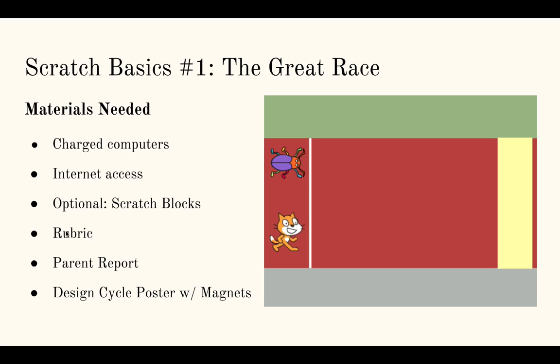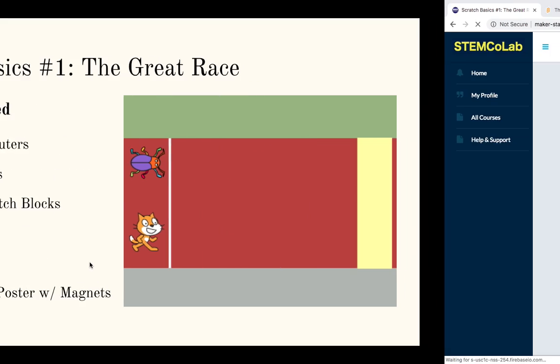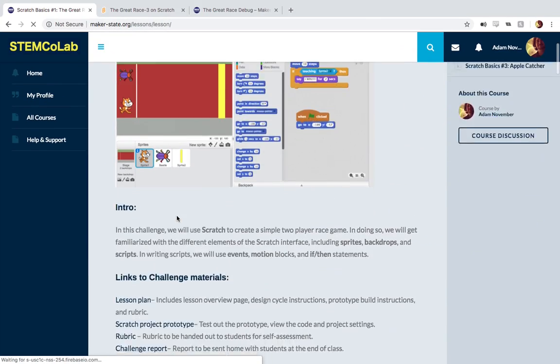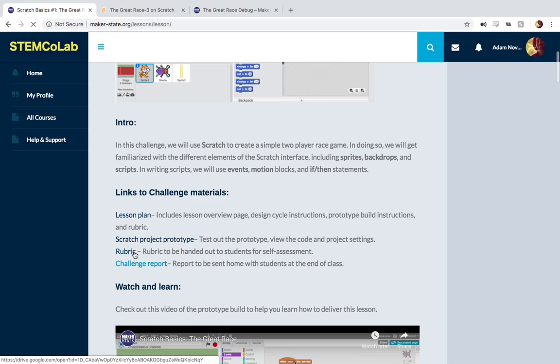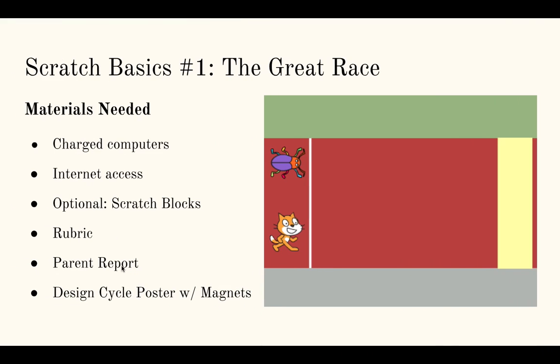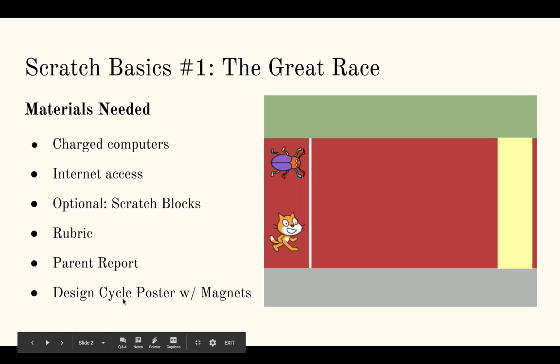Okay? And for the rubric and parent report, those can all be found here in the STEM Collab, right under links to challenge materials. We have our full lesson plan, the Scratch project prototype, which is my version of this project, the rubric, and the challenge report. Okay, so those are all there for you in the STEM Collab. And then, again, your design cycle poster. Okay, and one more note.